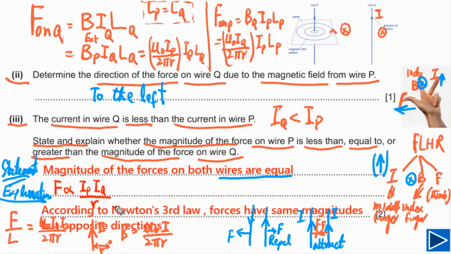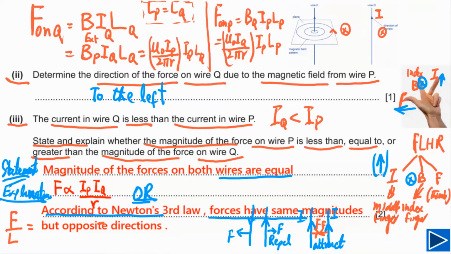And the other way to explain this one, you can say that according to Newton's third law, forces have the same magnitudes and opposite directions. So let me clean this one. Maybe you will not be able to see this part, so let me make some space for you. So the second way to explain this one, you can say forces are equal in magnitude according to Newton's third law and they are in opposite direction. This question is very common in past papers, so you need to be very clear about this.